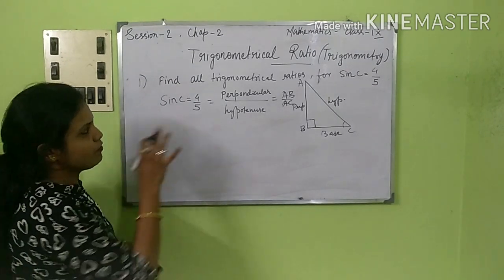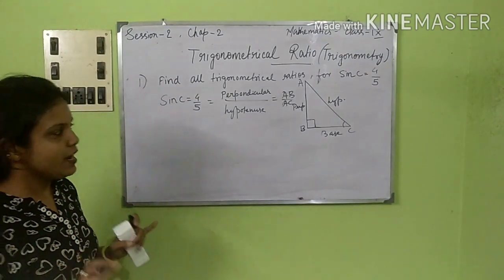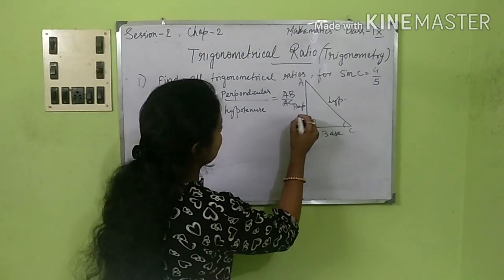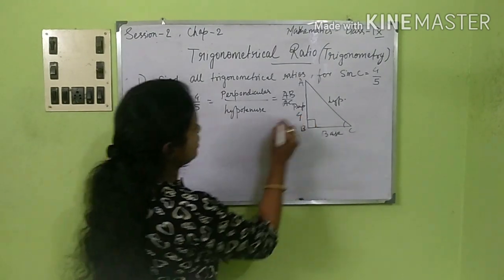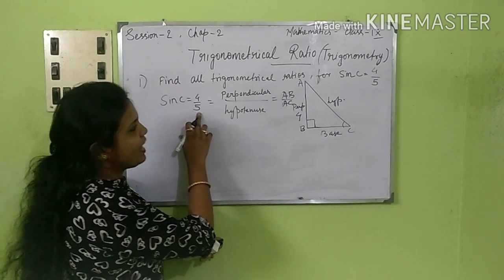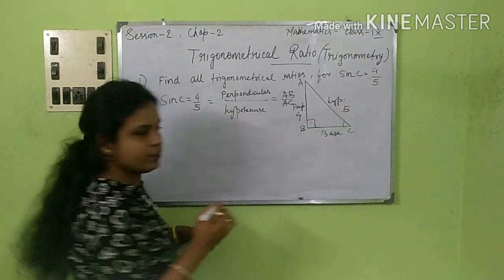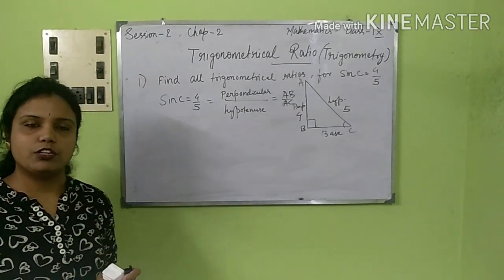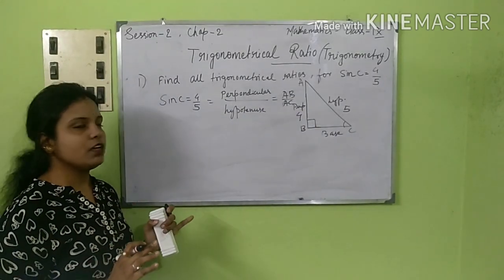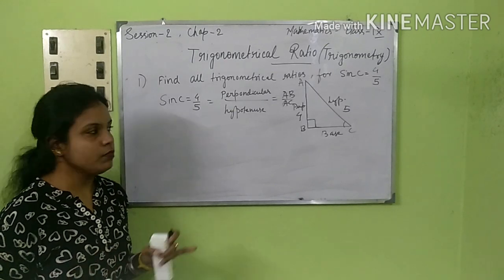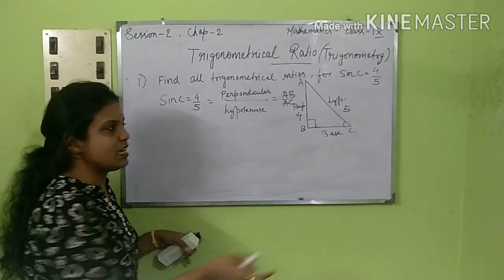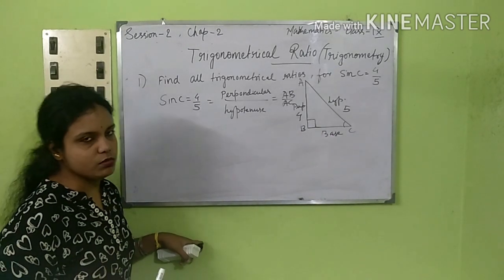Now it has been said we have to find the other ratios. Now, to our concern, this perpendicular value is 4 and the value of hypotenuse is 5, right? This is a triangle, that is a right angle triangle. Now you know that we can apply the Pythagoras theorem to find out the third side, right? Since Pythagoras theorem is applied for right angle triangles only.